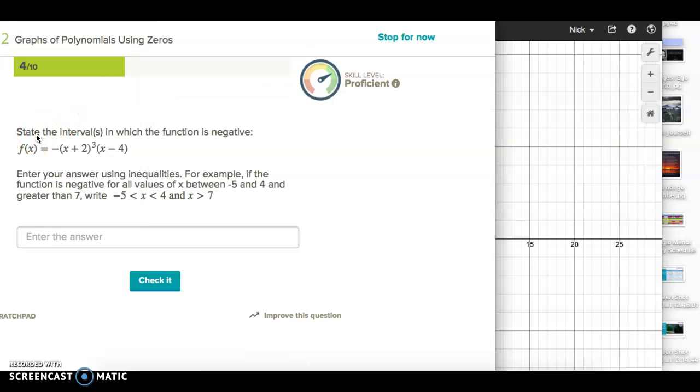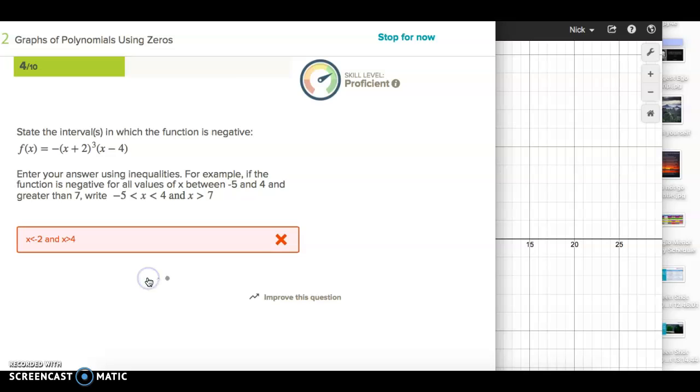So CK-12 asks us to type it in with interval notation. So I would say x is less than -2, and x is greater than 4. And I'm wrong.